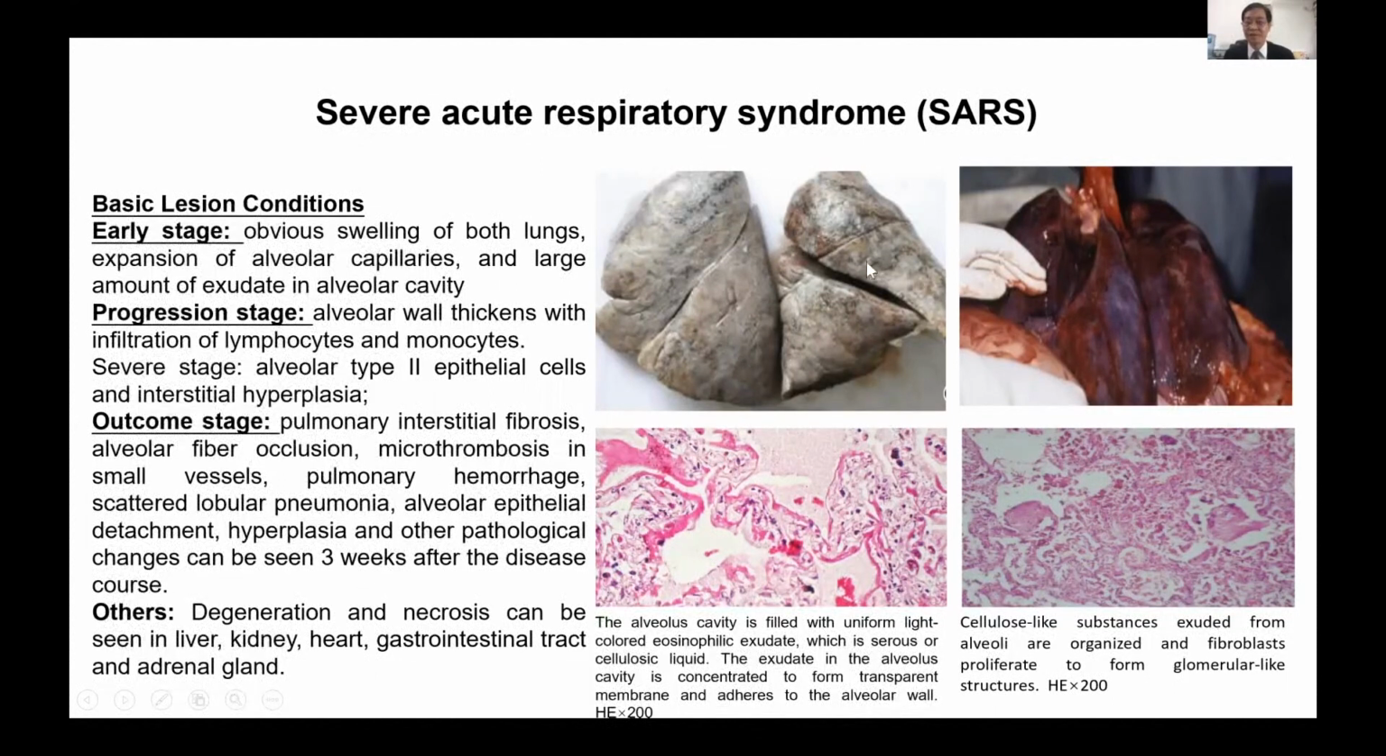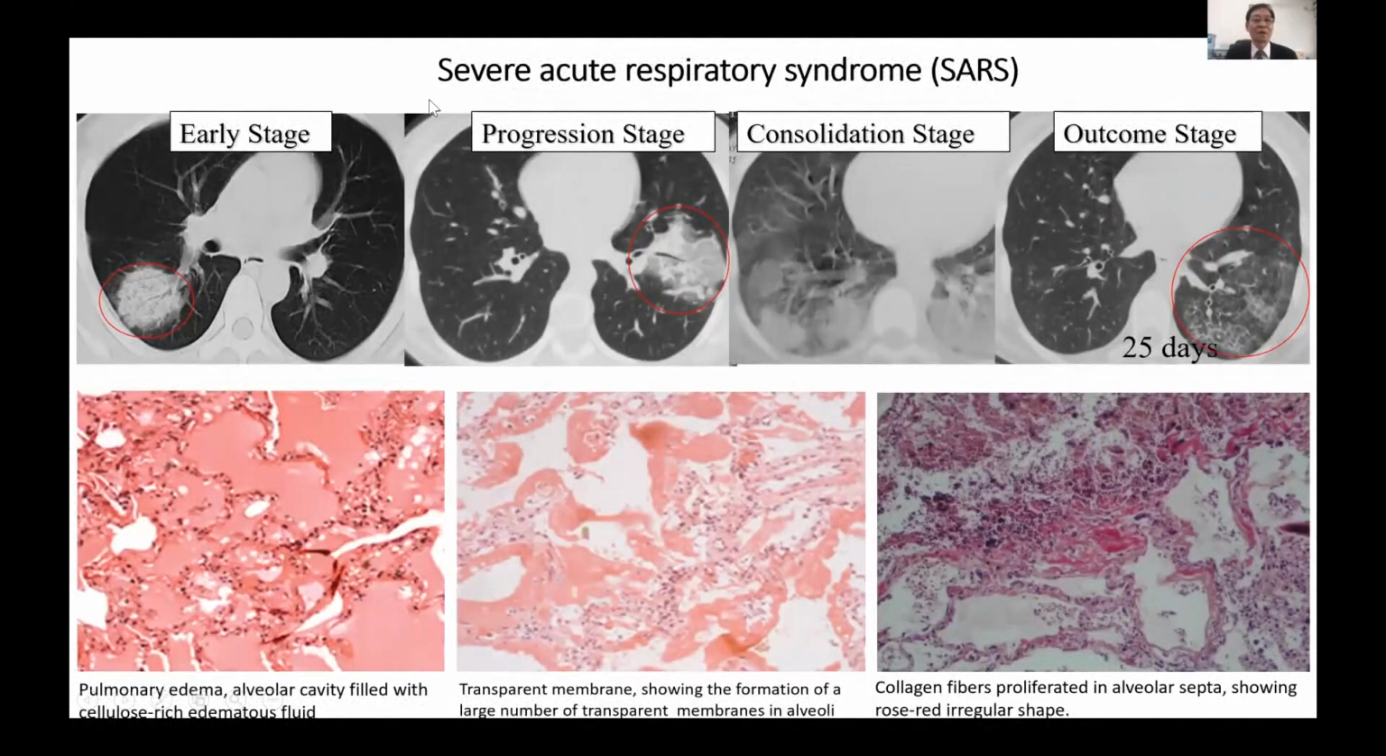You can see here the specimen. This case shows you the early stage of SARS. You can see here higher density than COVID-19, GGO. This is the progression stage. The consolidation stage is the outcome stage. You can see here.